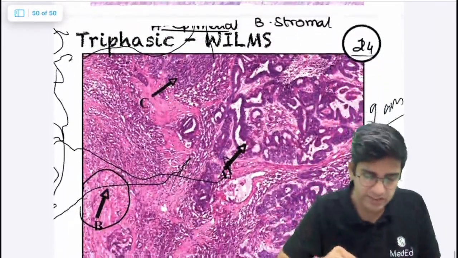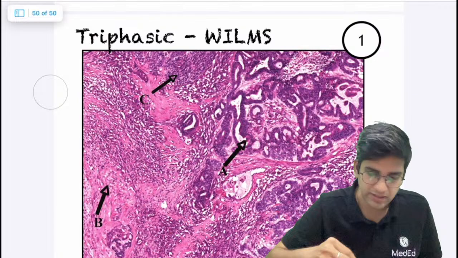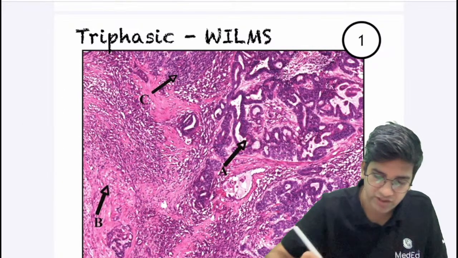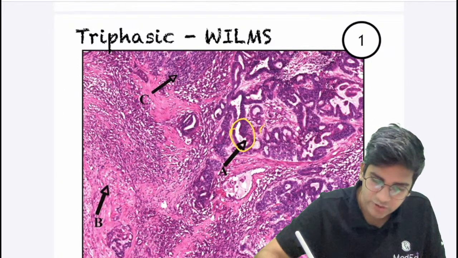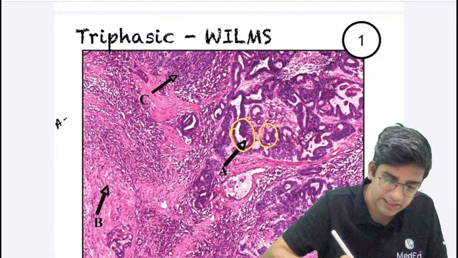The last but not the least, the triphasic morphology of Wilms. In Wilms, there will be three phases. You can see here A. Can I say that this looks like a gland? Obviously, this A stands for your epithelial morphology.